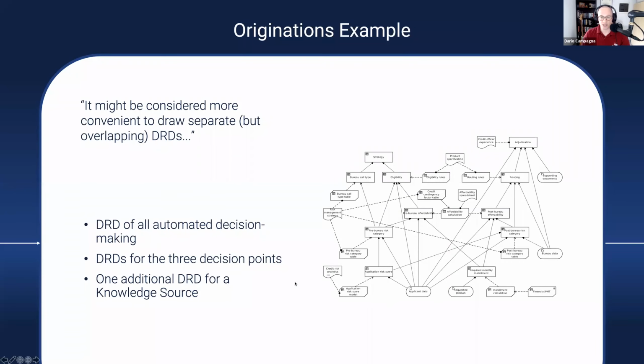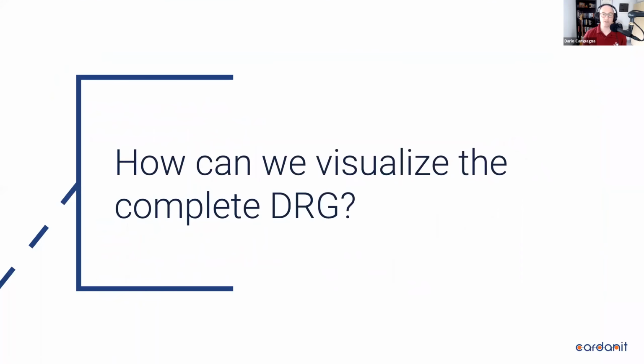So what the specification suggests is to draw your decision model using more than one DRD with maybe overlapping elements, so elements appearing in more than one DRD. And this is a good practice, and we liked it. The first time we read about it, we immediately thought of this question: how can we visualize the complete DRG when we have all these DRDs that are overlapping and that represent our model?